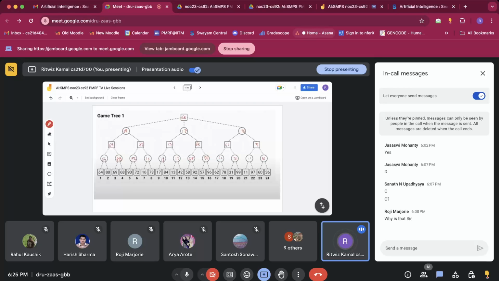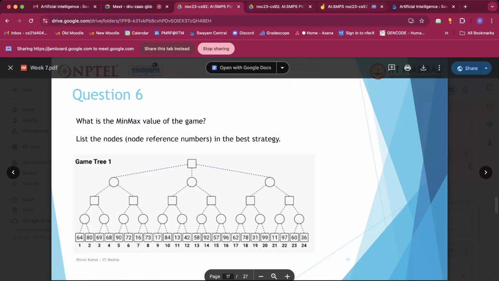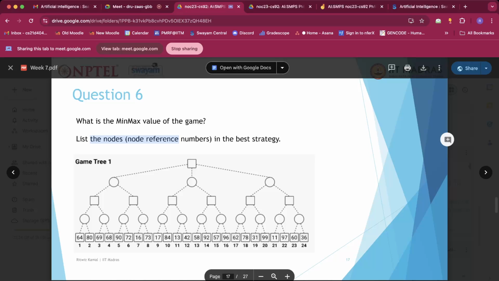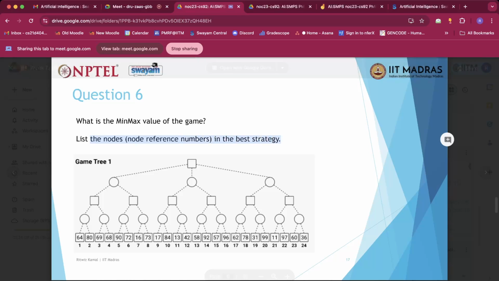Okay, if not, then that's great. Let's go back to our question and see what it asked us. The question asked us to apply the min max strategy and report the min max value of the game. So that will be 68, which is again the value at the root node once we solve the whole game tree. And then we had to list the node reference numbers in the best strategy.